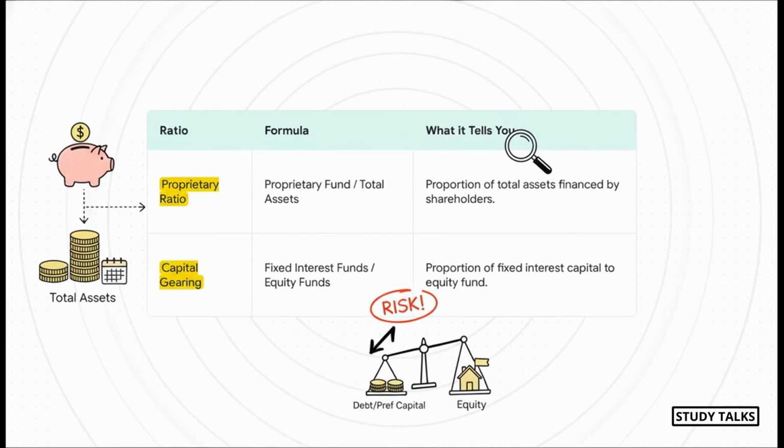The proprietary ratio tells us what chunk of the total assets is actually financed by the shareholders. A higher ratio here means more stability. Then there's the capital gearing ratio, and this one is all about risk. It compares funds that have a fixed cost, like debt and preference shares, against the owner's funds. A high gearing ratio signals a lot more financial risk for the company.